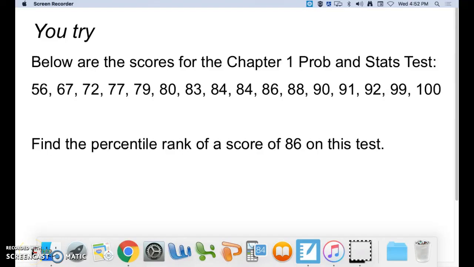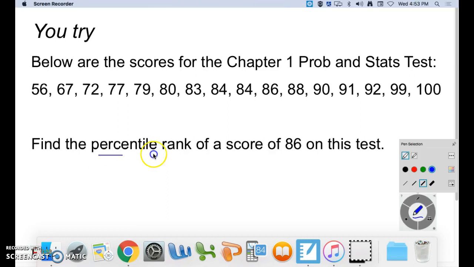Okay, ladies and gentlemen, we just finished up most of our notes for Chapter 6. Now we are looking at the you-try part. Below are the scores for the Chapter 1 Prob and Stats test. You see they're all in order, so thank you for putting them in order. We need to find the percentile rank of a score of 86 on this test.